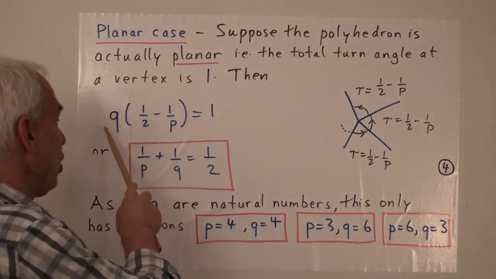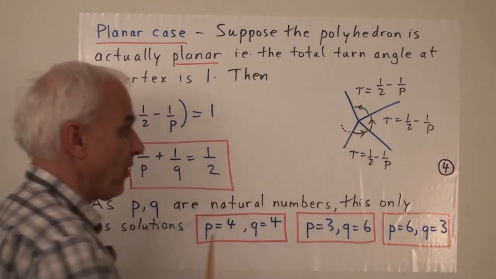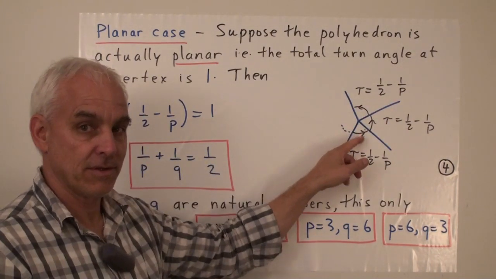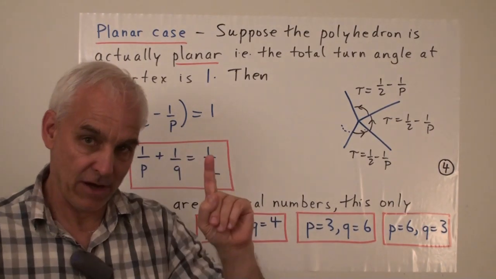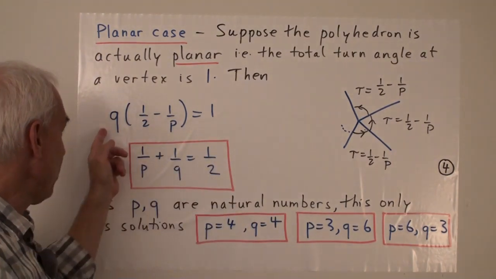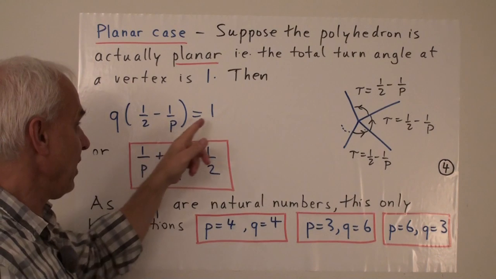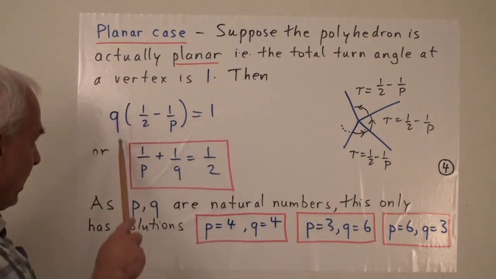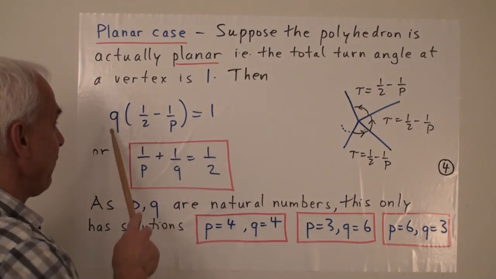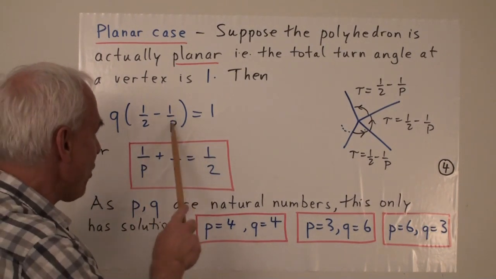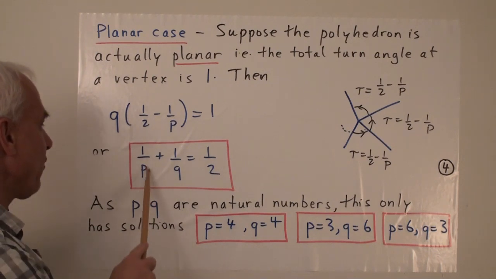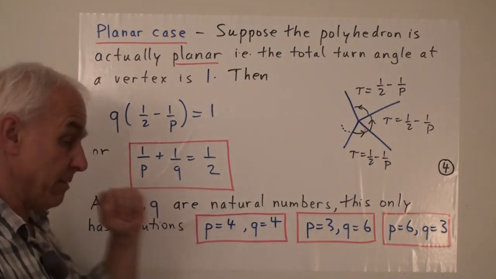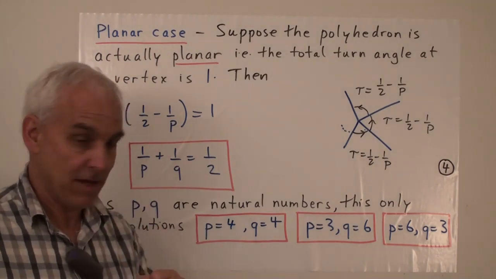Well, that just means that Q times this turn angle, tau, has to equal 1 because all the way around, in this planar case, is a turn angle of 1. So Q times 1/2 minus 1 over p equals 1. That's the basic equation. If we divide by Q, and then bring the 1 over p to the other side, we get 1 over p plus 1 over q equals 1/2. A very nice symmetrical relationship between the p's and the q's.